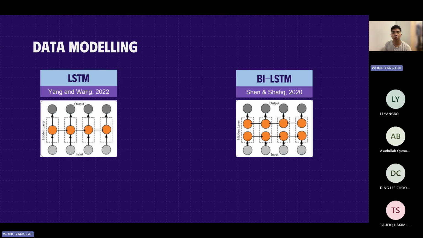LSTM is a type of algorithm used to analyze sequences of data, like the stock price over time. The next one is the BiLSTM. It's similar to an LSTM, but we upgrade the algorithm to have eyes in the back of its head, instead of just looking forward in the sequences. It can also look backward.